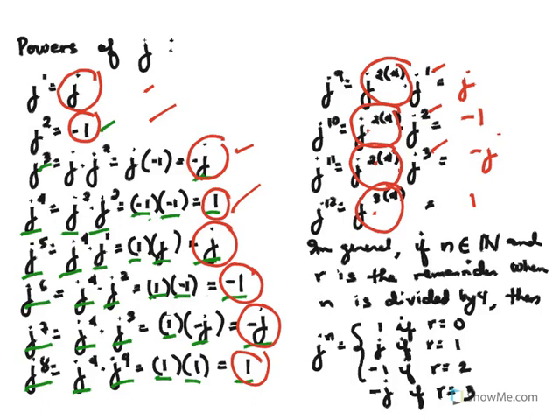So yan yung kailangan natin tatandaan, no? Yung remainder. When you divide the exponent n by 4, yung remainder niya either 0, 1, 2, or 3, yung magiging value ng J raised to n, it's either 1, J, negative 1, or negative J lamang.